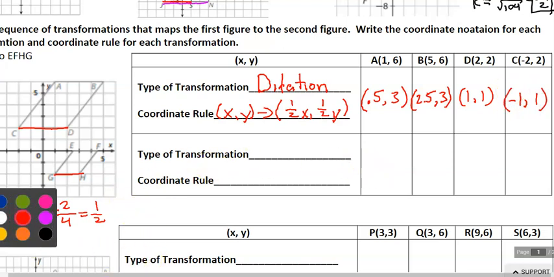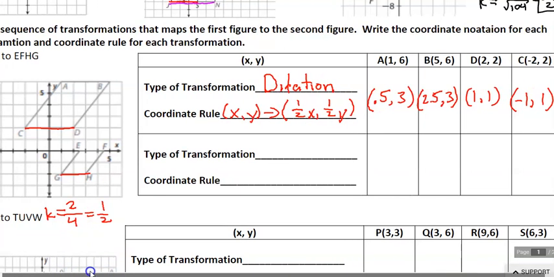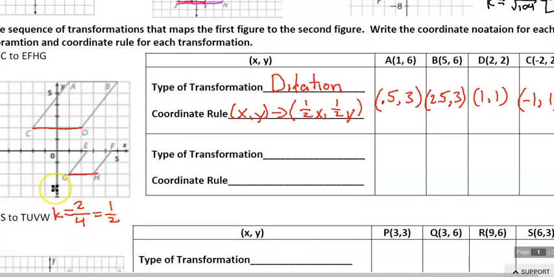And let's go ahead and plot this and see what it looks like and see if we need to move anywhere else. So we're going to have 0.5, 3. I'll be right here, 0.5, 3. 2.5, 3. 1, 1. And -1, 1. So here we are. Okay, so next it looks like we don't need to rotate or anything. We just need to translate this down and to the right.